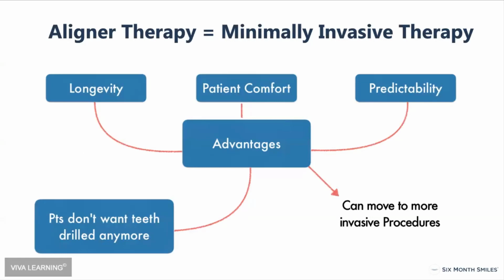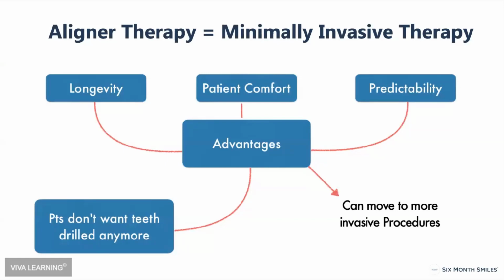I'd like to say that aligner therapy equals minimally invasive therapy. So the advantages are obviously the longevity of your plan. It increases a lot because you get rid of all the traumatic contacts, all the traumatic occlusion, and more tight interproximal contacts, let's just say.